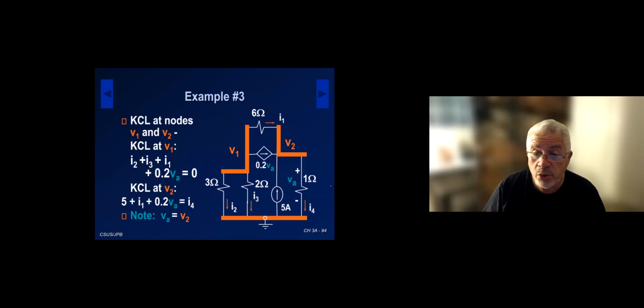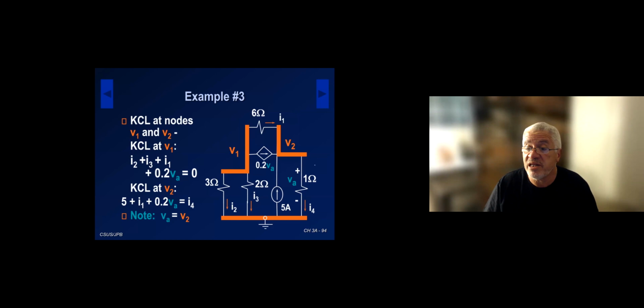At node V2, what's the current coming into the node? I have I1 coming into the node, 0.2 VA coming into the node V2, and 5 amps. And then I have I4 leaving. So KCL at node V2 is 5 plus I1 plus 0.2 VA equals I4.